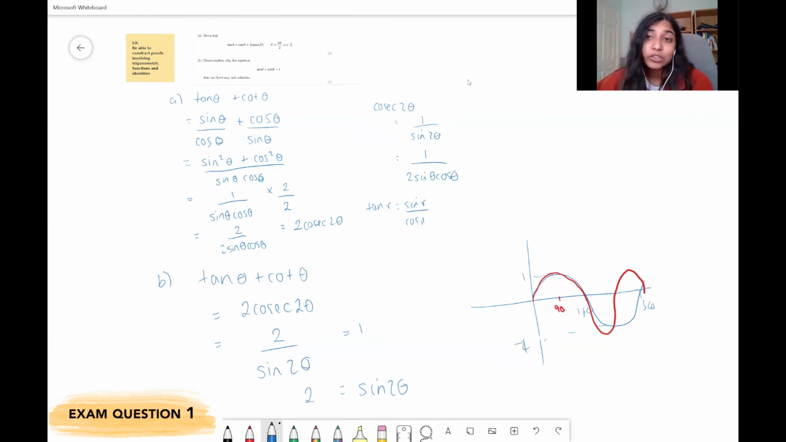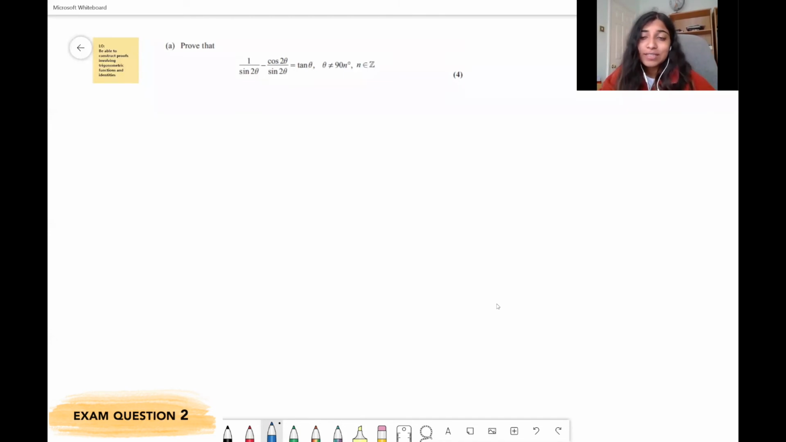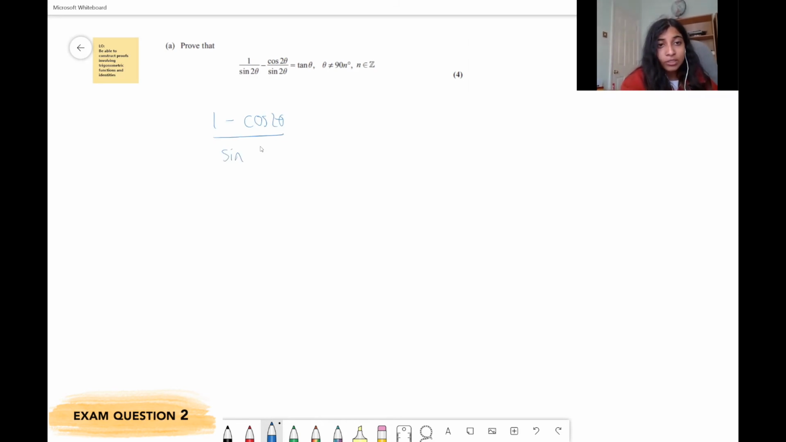Now let's move on to our second one. Okay, so moving on to the next question. Feel free to pause the video and try it out for yourself first. So we want to prove that 1 over sine 2 theta minus cos 2 theta over sine 2 theta is equal to tan theta. So the first thing you want to notice is that we have a common denominator here, so we can just rewrite that as 1 minus cos 2 theta over sine 2 theta.